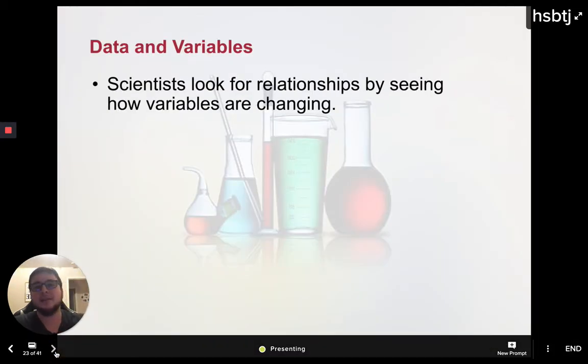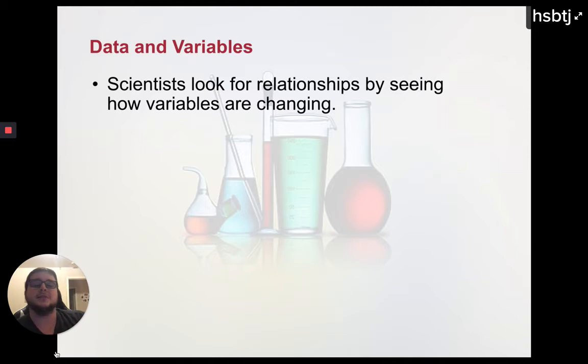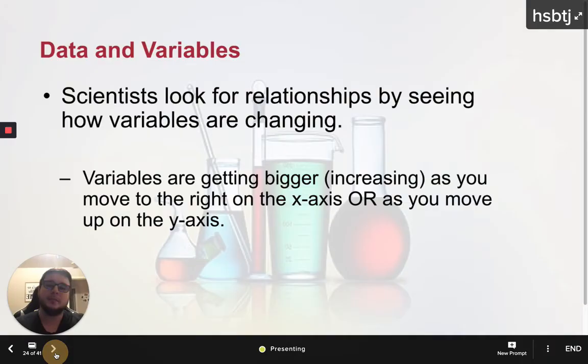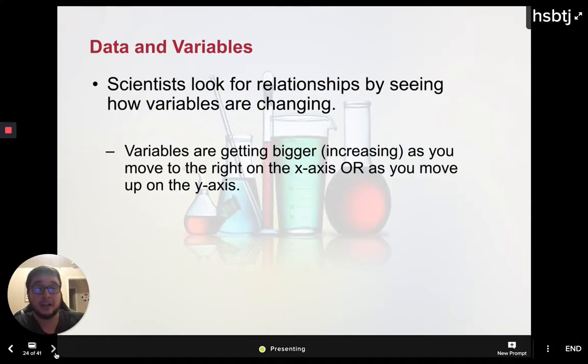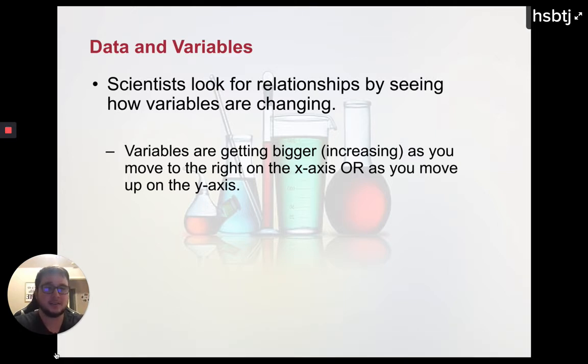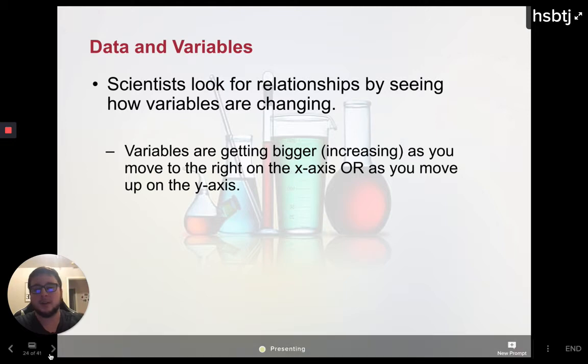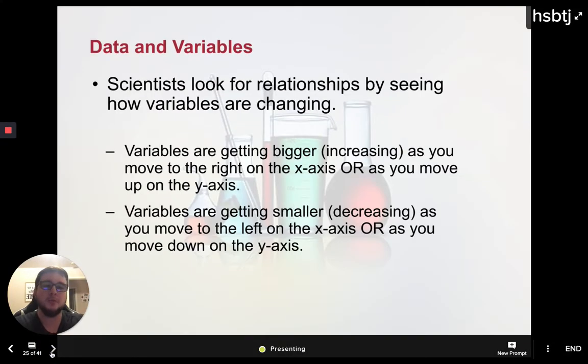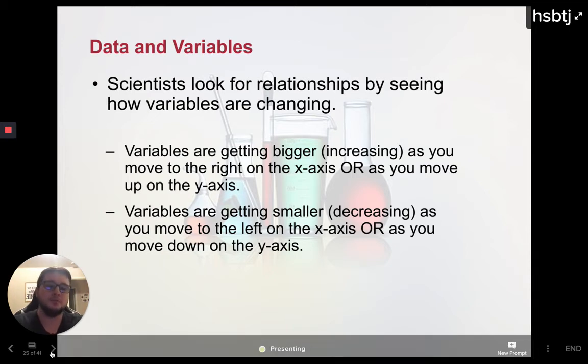Okay, so scientists look for relationships by seeing how variables are changing. So variables are getting bigger or increasing as you move to the right on the x-axis or as you move up on the y-axis. Okay, and then of course they're getting smaller if you move the opposite direction. So if you move to the left on the x-axis or as you move down on the y-axis. Okay.